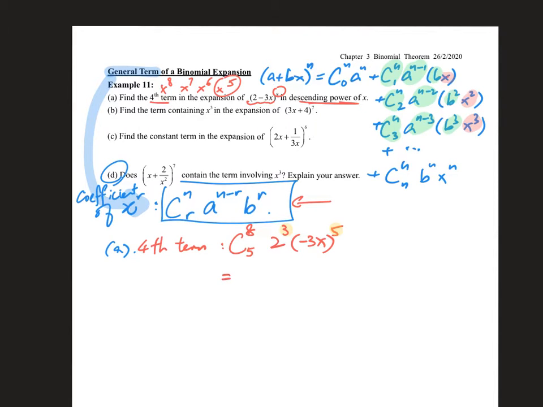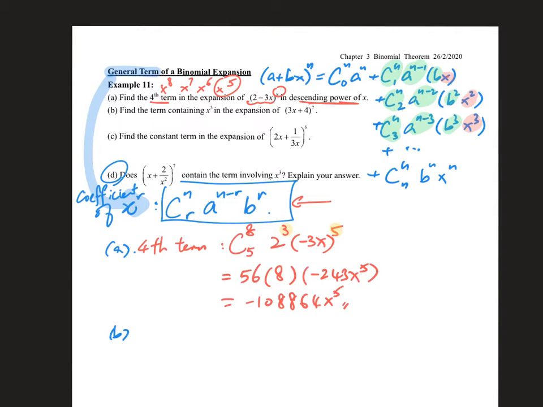Afterward, by calculator, you have 56 for 8C5, 8 for the first one, minus 243 x to the power 5, which is minus 108864 x to the power 5. So it's a bit harder, right? But you can have practice yourselves to get familiar with it, or you can watch the video again to get the idea.